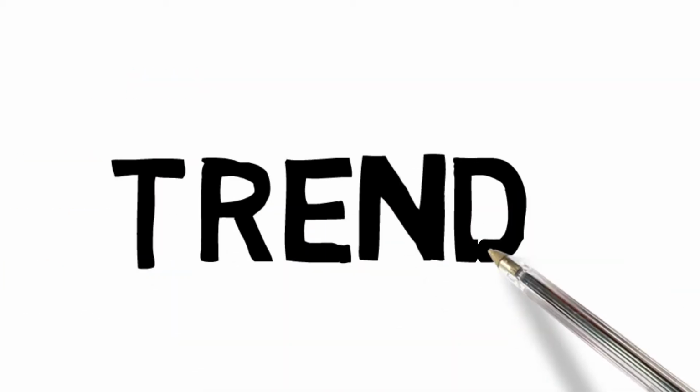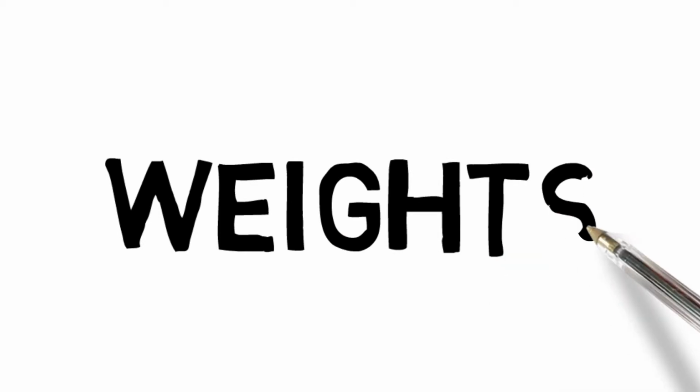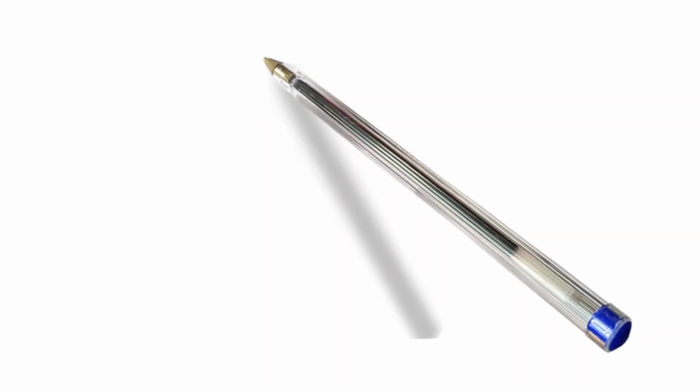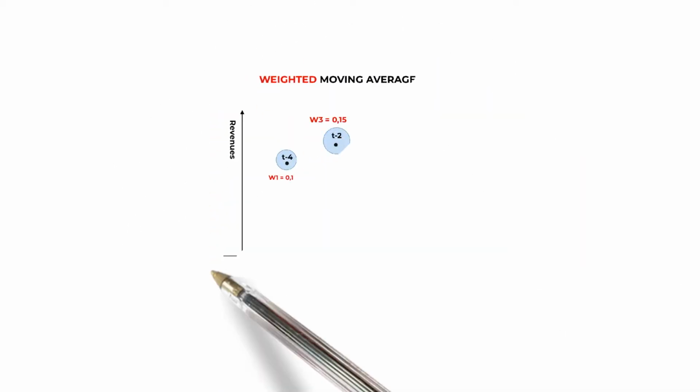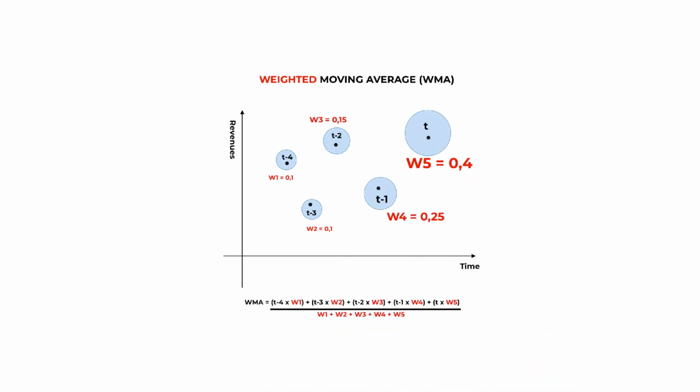But what if there is a trend? What if some periods have more importance than others? Well, we can use weights. Weights could be used to reflect this trend and so to better predict the sales. For instance, here we believe that the more recent periods are more important than the last ones. Therefore, we assign an arbitrary weight of 0.4 to the most recent value, represented by the blue surface, and decrease it to the later ones.